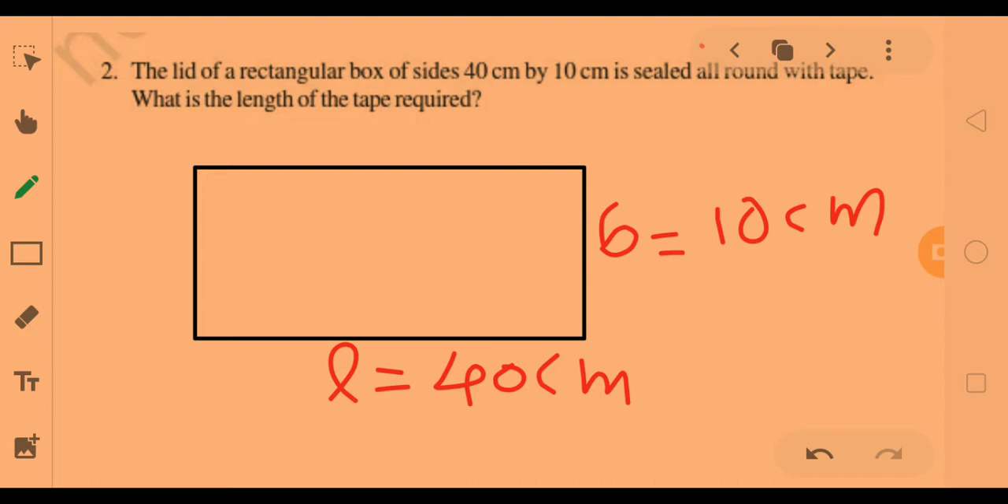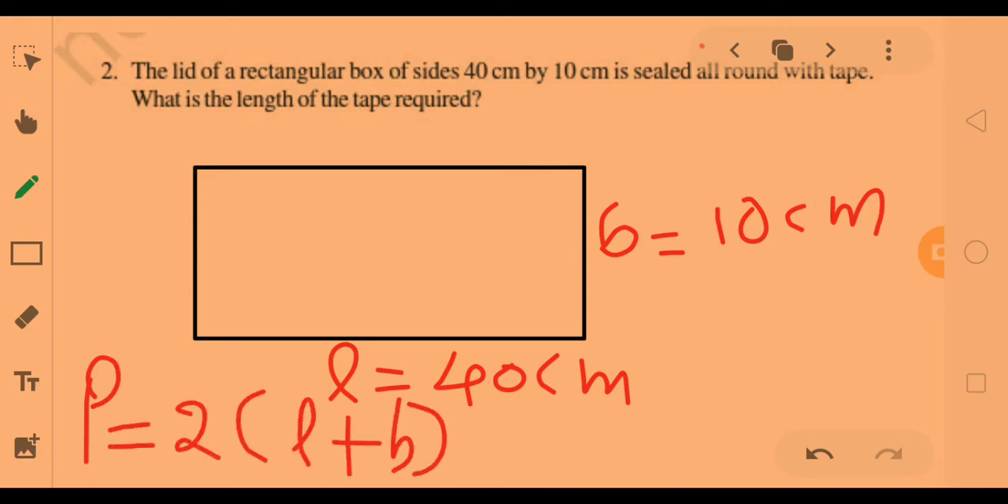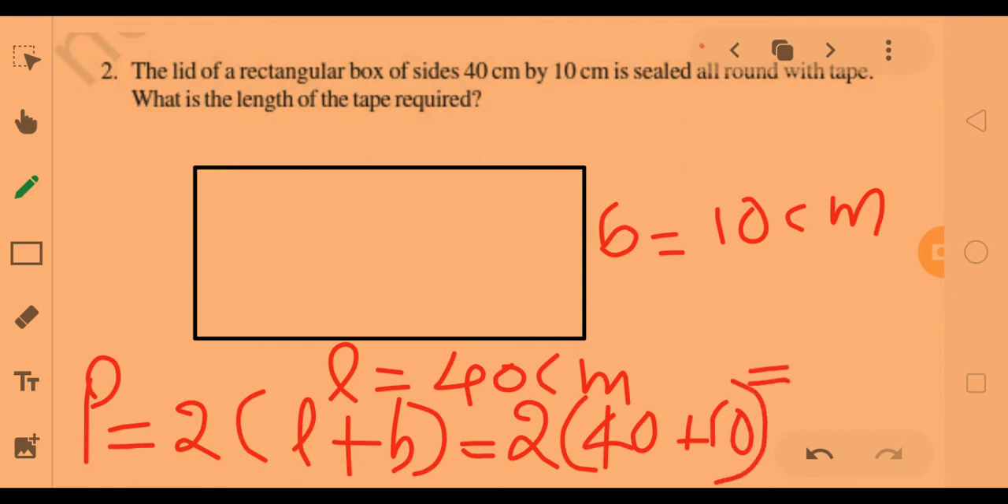According to the formula of perimeter of rectangle, perimeter is 2 times (length plus breadth), which is equal to 2 times (40 plus 10). First of all, we have to add the numbers in the bracket. 40 plus 10 is 50. Bracket means multiplication by the outside number. What is the number outside? It is 2. So 2 times 50 is 100. So 100 centimeter is the length of the tape.